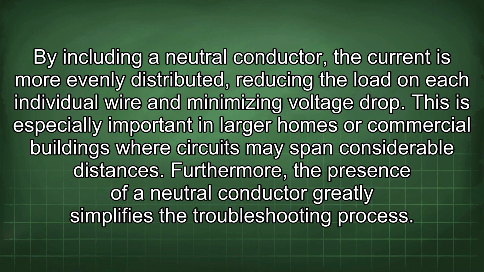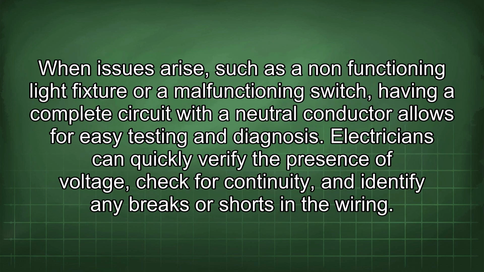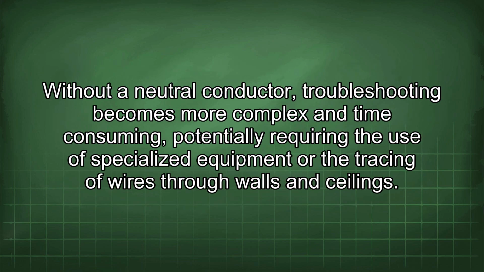Furthermore, the presence of a neutral conductor greatly simplifies the troubleshooting process. When issues arise, such as a non-functioning light fixture or a malfunctioning switch, having a complete circuit with a neutral conductor allows for easy testing and diagnosis. Electricians can quickly verify the presence of voltage, check for continuity, and identify any breaks or shorts in the wiring. Without a neutral conductor, troubleshooting becomes more complex and time-consuming, potentially requiring the use of specialized equipment or the tracing of wires through walls and ceilings.